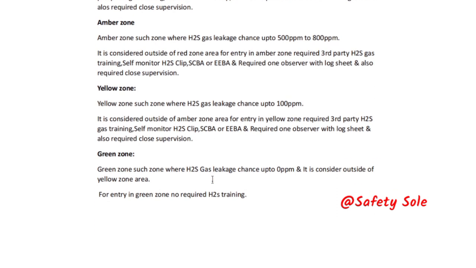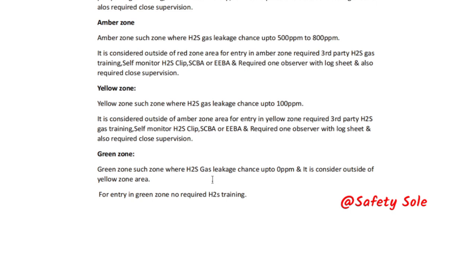Amber zone is the zone where H2S gas leakage chance is 500 ppm to 800 ppm. It is considered outside of the red zone area. For entry in the amber zone, required are third party H2S gas training, self-monitor H2S clip, SCBA or IBA, and one observer with a log sheet, and also close supervision and suitable other PPEs.